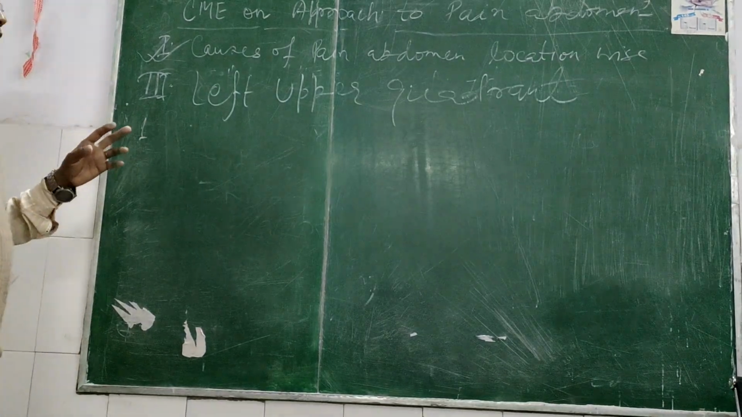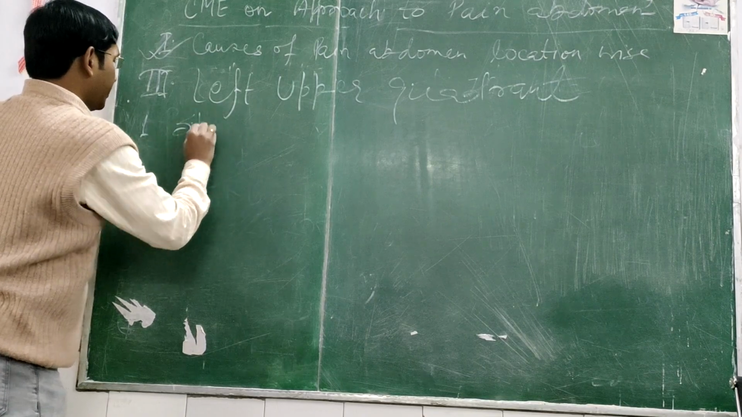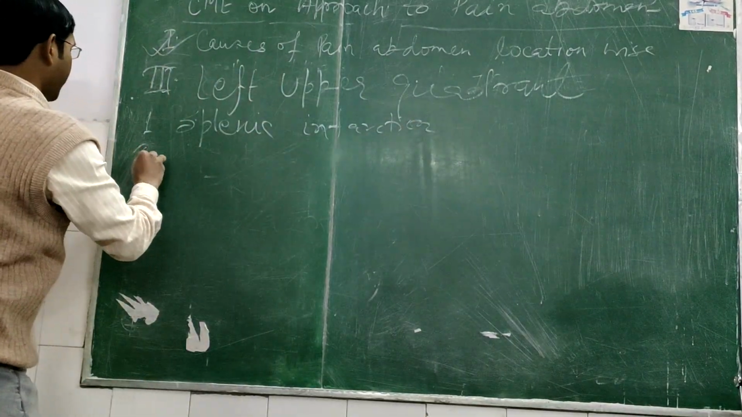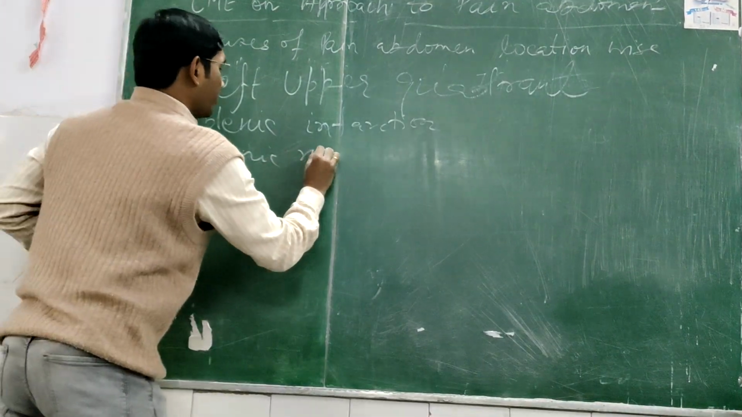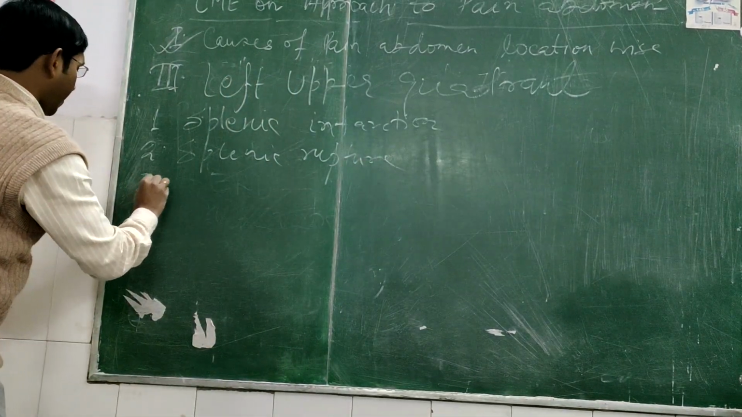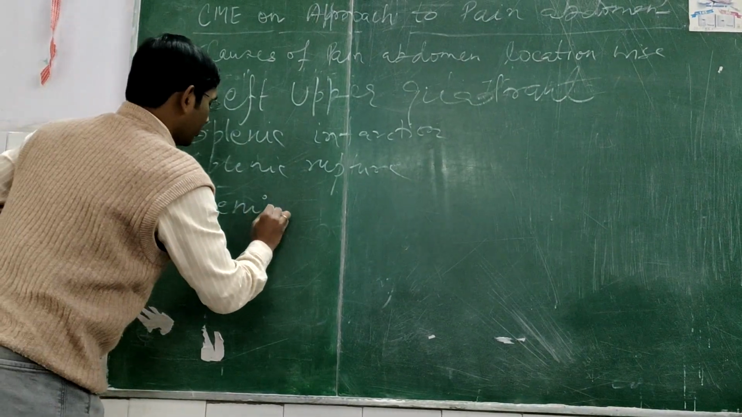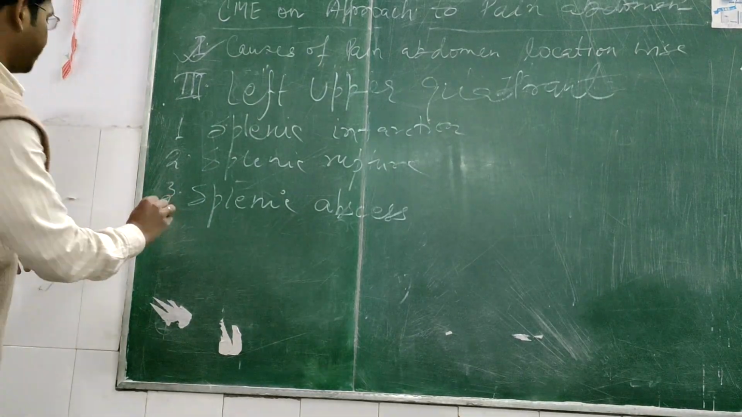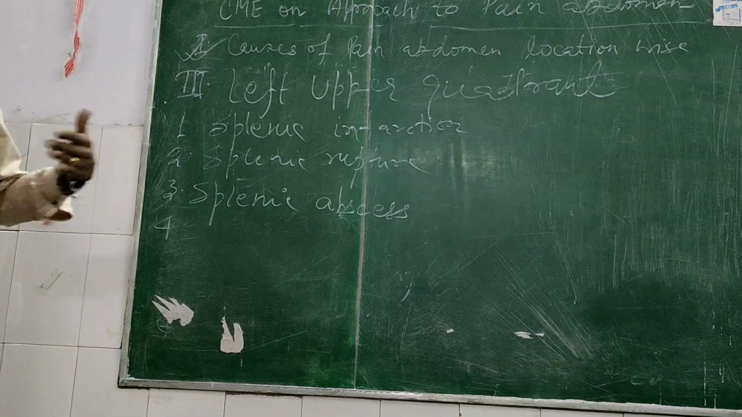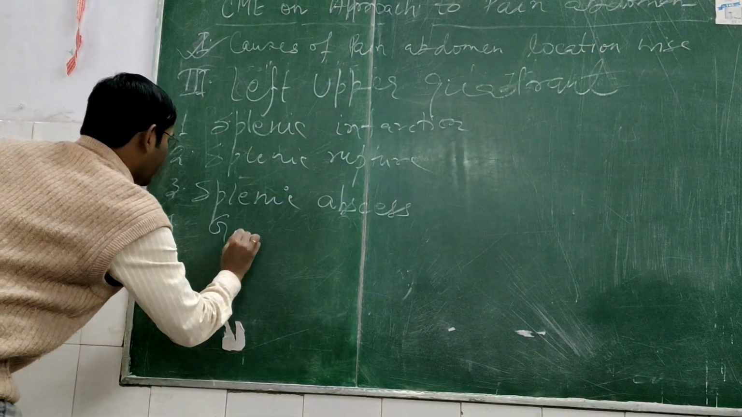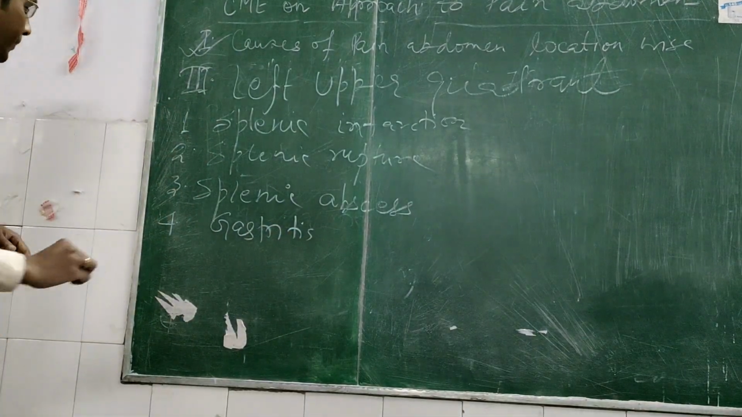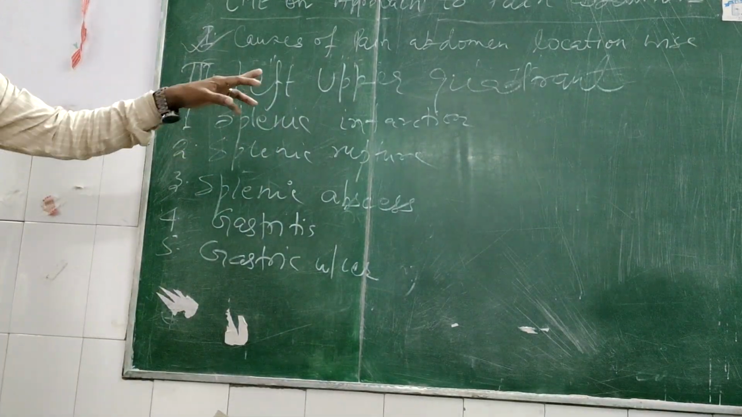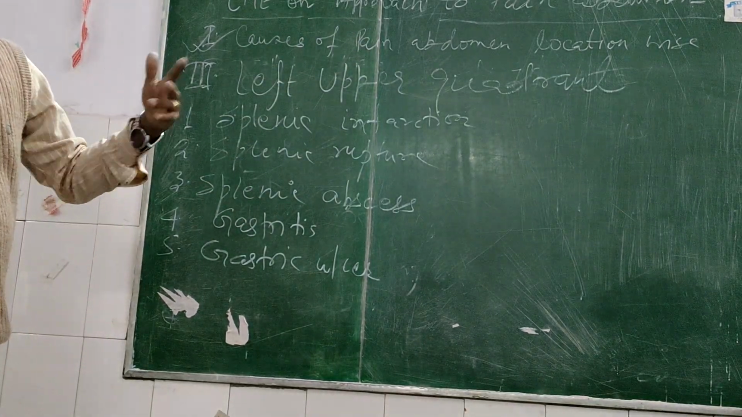What is the most important structure in the left upper quadrant? It is the spleen. So we have splenic infarction. Number two, splenic rupture. We have a splenic abscess. We also have the fundus of the stomach in the left upper quadrant. So gastritis, gastric ulcer. I have already told you that the pain of pancreatitis is felt in all the upper quadrants.